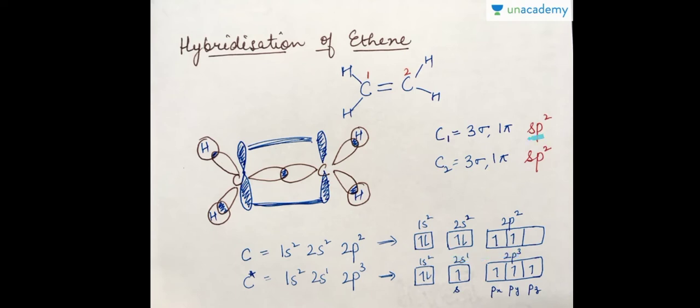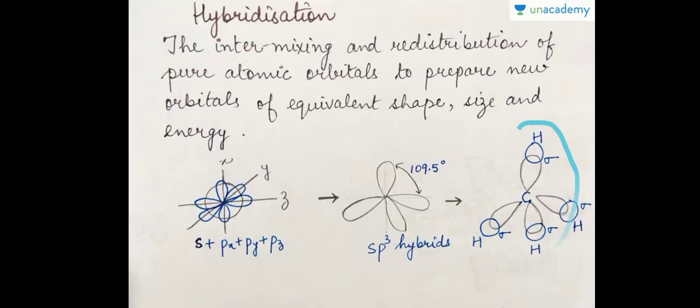This is how we actually calculate the hybridization of the carbon atom present. If the carbon atom has 3 sigma bonds, so 1, 2 and 3, then the hybridization would be sp2. In the earlier case it had 4 sigma bonds, 1, 2, 3 and 4, so the hybridization in that case was sp3.